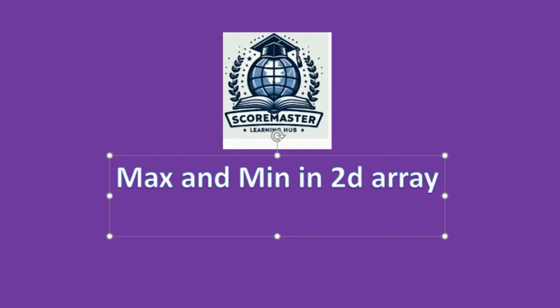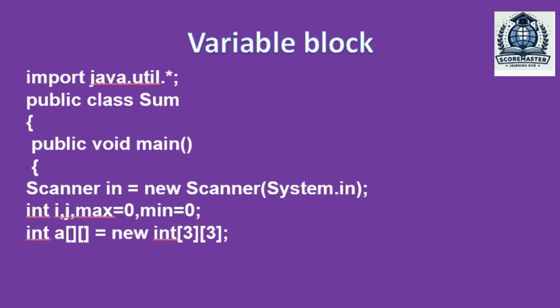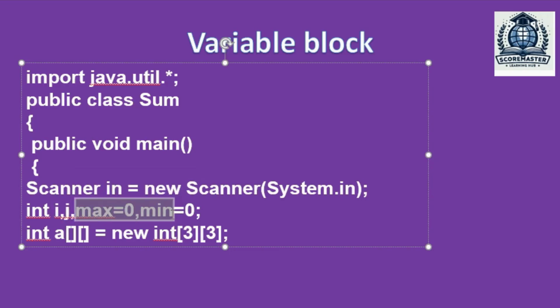The next topic, if you see, is max and min in a two-dimension array. So the first one, as you know, is the variable block. In this variable block, you see i, j are the looping variables, and I have taken two more variables: max is equal to 0 and min is equal to 0. All the other statements remain the same.